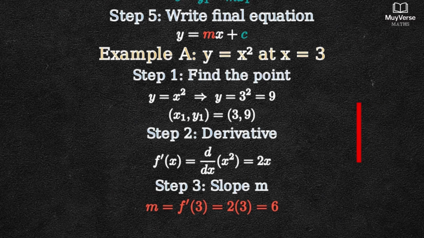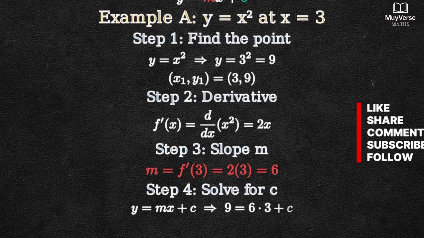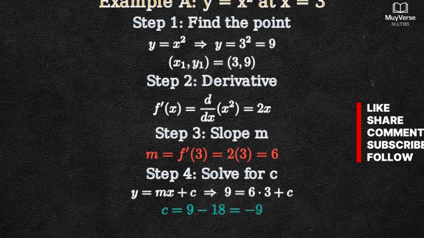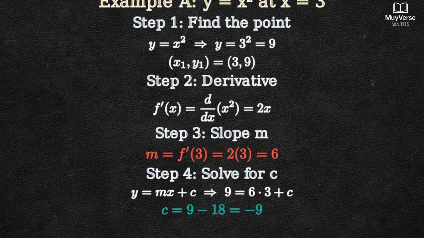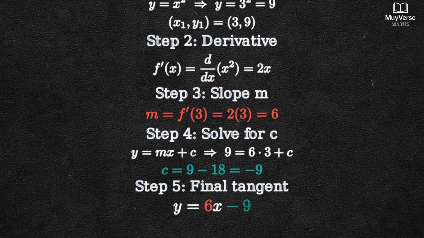Step 4. Intercept. Use y equals mx plus c with x equals 3, y equals 9, and m equals 6. 9 equals 6 times 3 plus c, so c equals -9. Step 5. Write the line. The tangent is y equals 6x minus 9.